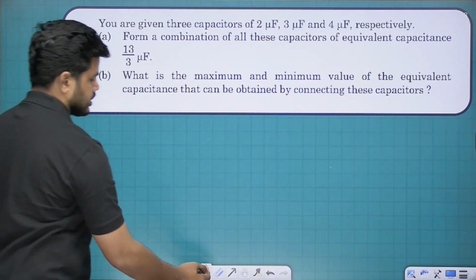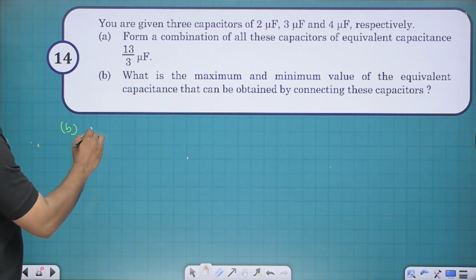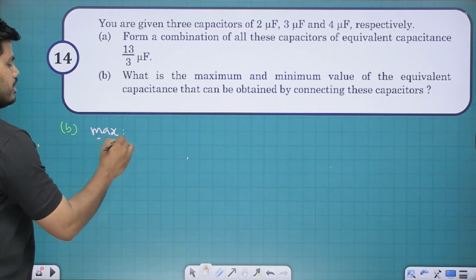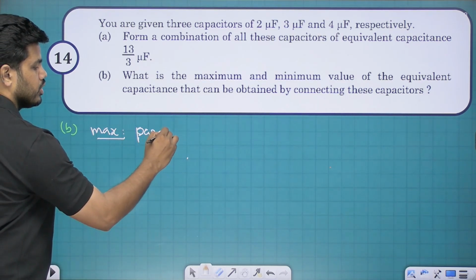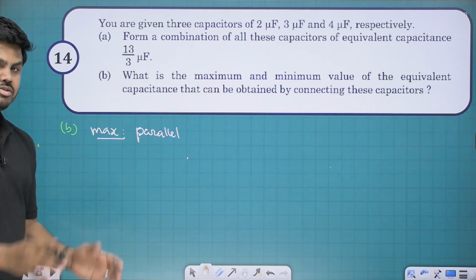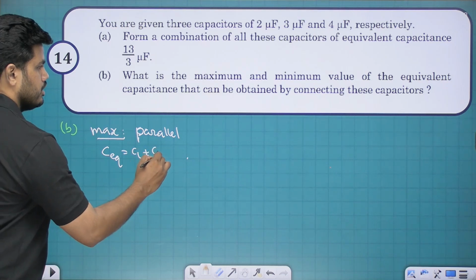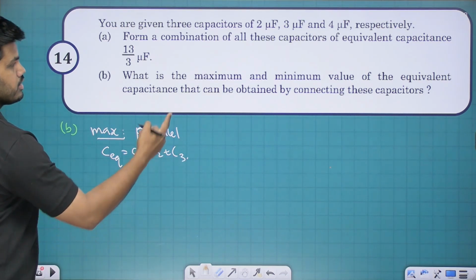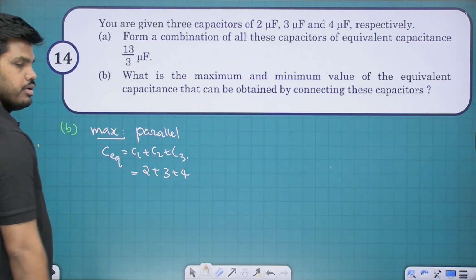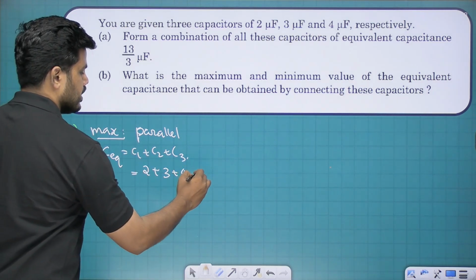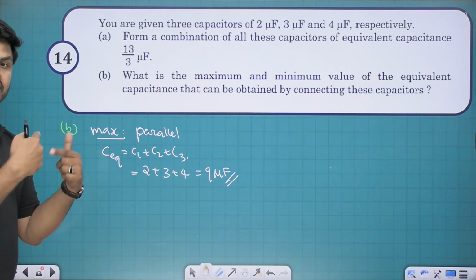We know how to get maximum and minimum. If you want to get maximum capacitance, all should be connected in parallel, because we are going to get the sum of 3 capacitors, C1 plus C2 plus C3. C equivalent is going to be C1 plus C2 plus C3. If you substitute all those values, 2 plus 3 plus 4, so we get 5 plus 4 is going to be 9 microfarad. That is the maximum possible capacitance of the combination, because we add them up.